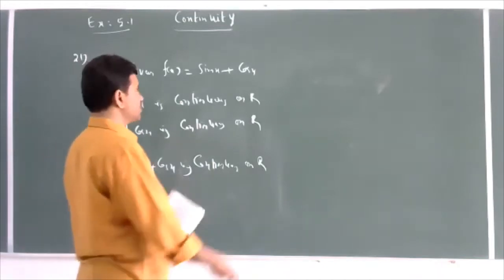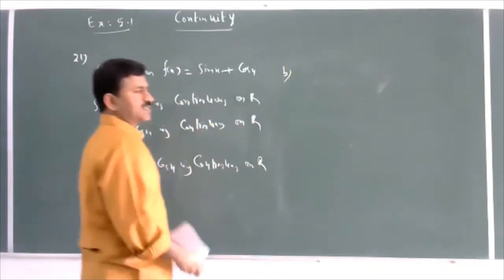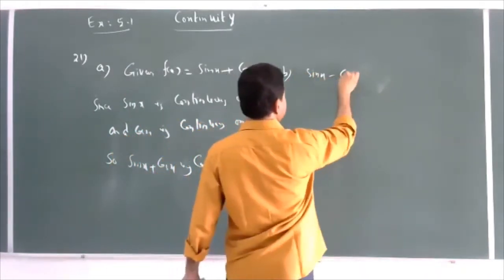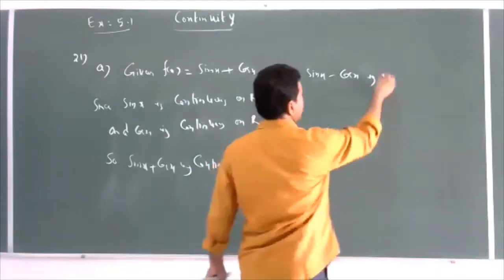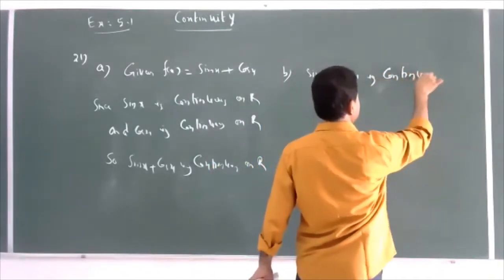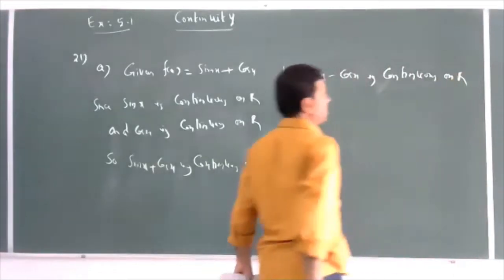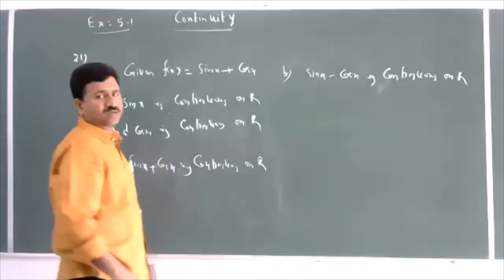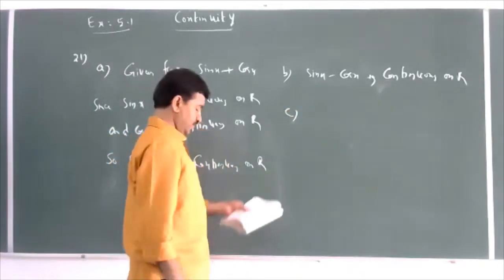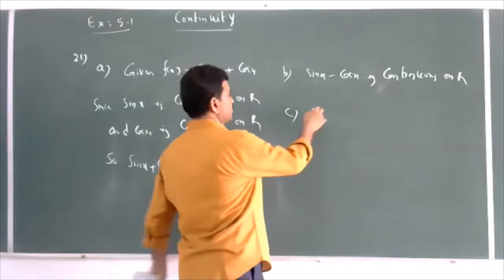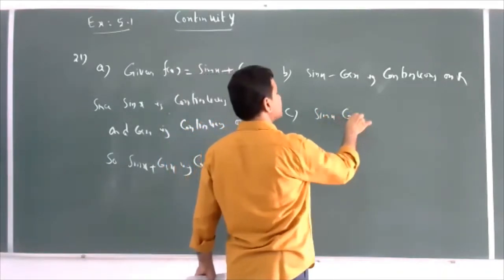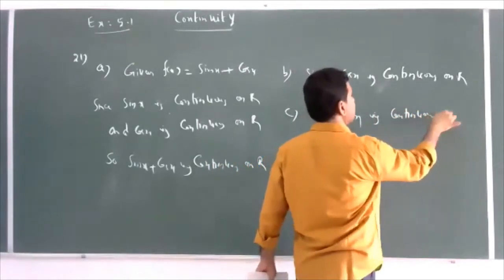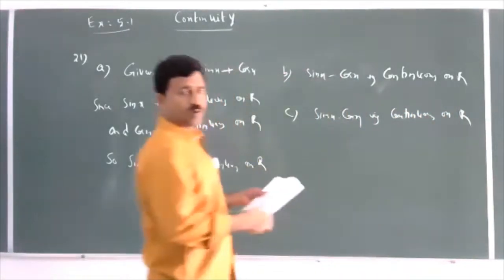B also you can write the answer directly. Sin x minus cos x is continuous on R. Already we have taken sin x is continuous on R, cos x is continuous on R. C. Sin x into cos x, f of x into g of x is continuous on R. That's all. One more problem.